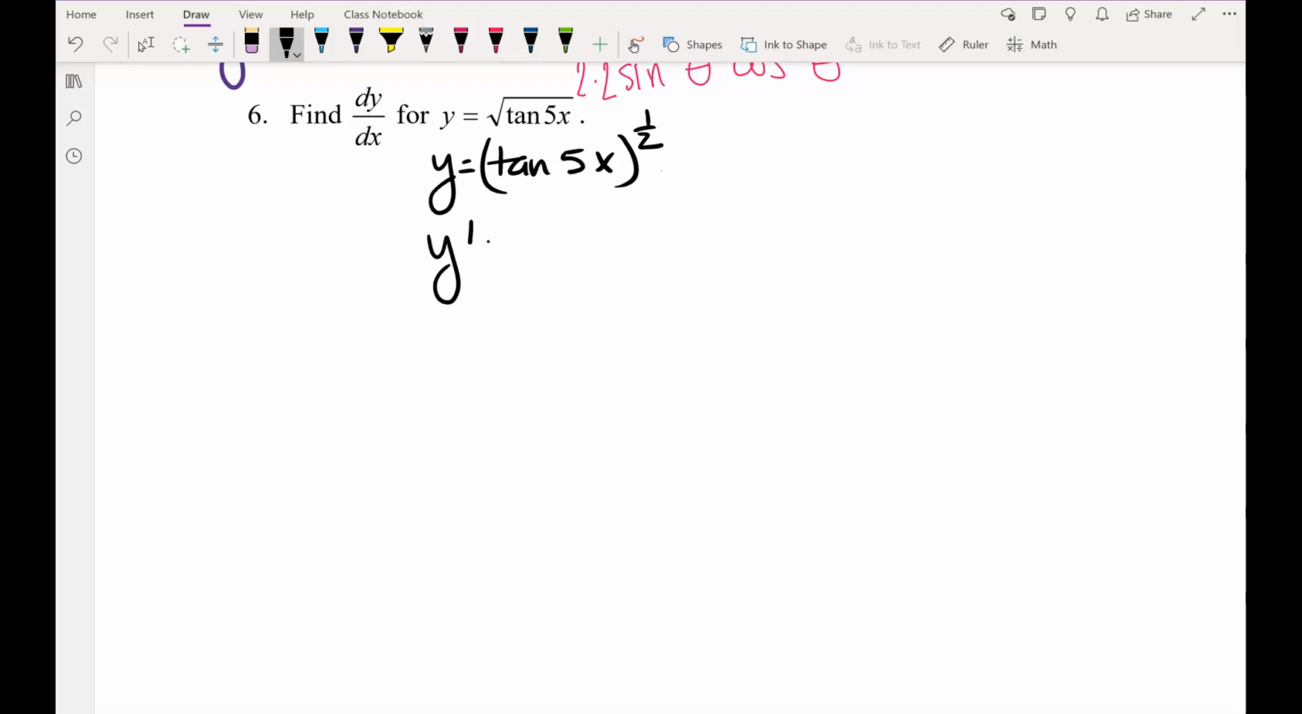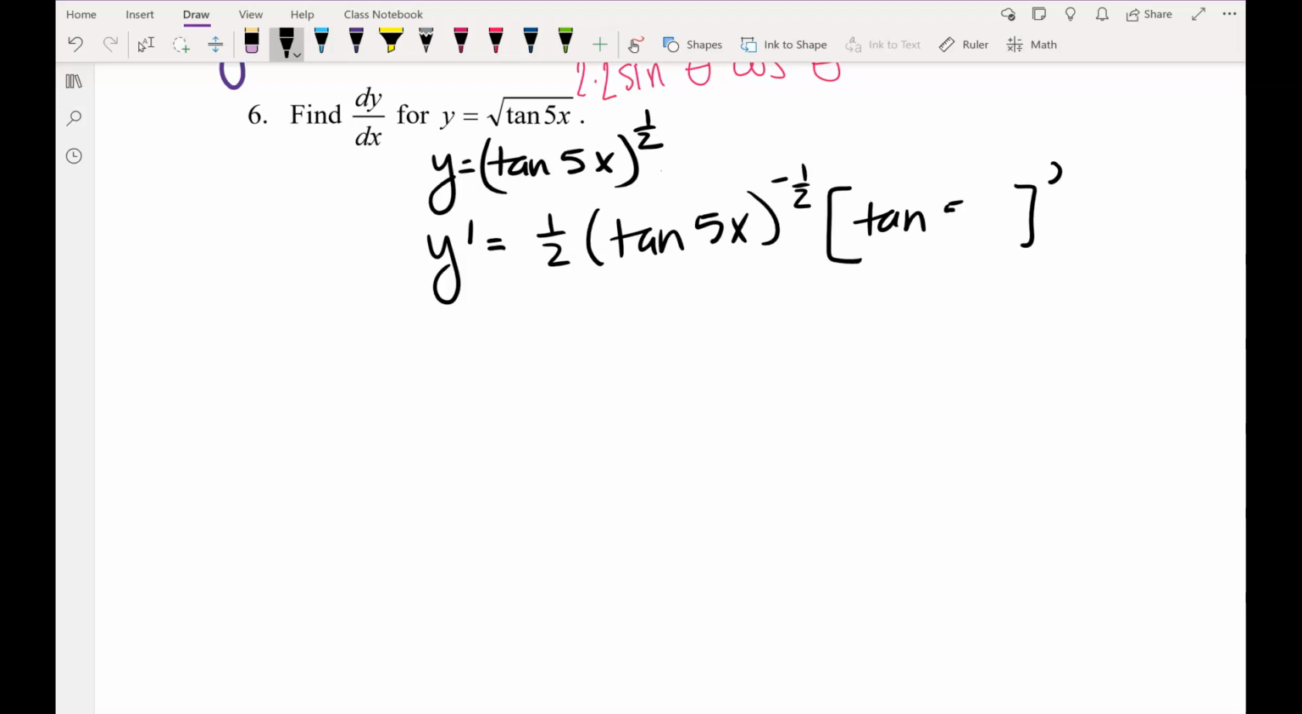So y prime equals, I'm going to drop down my power of a half, then that's going to be tangent of 5x to a negative half power. But remember, we still have to do the derivative of the inner, which is now tangent of 5x. Then from here, we are going to say, okay, well, 1 over 2, I want to make this a positive power, so move it to the bottom just like that.